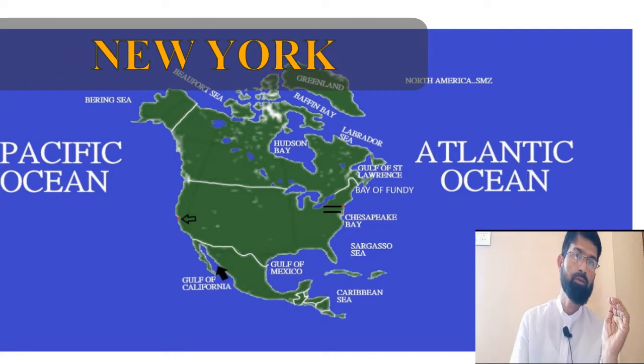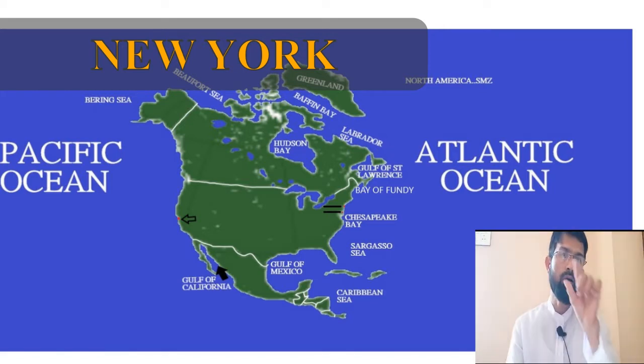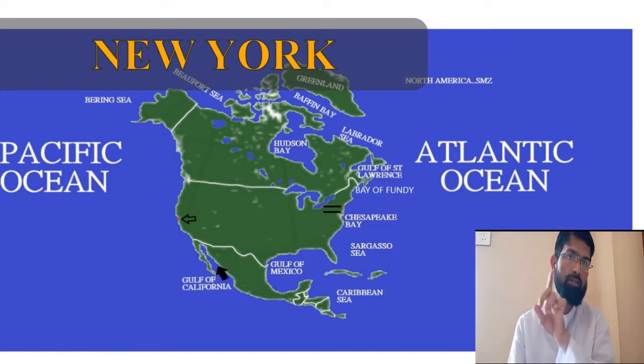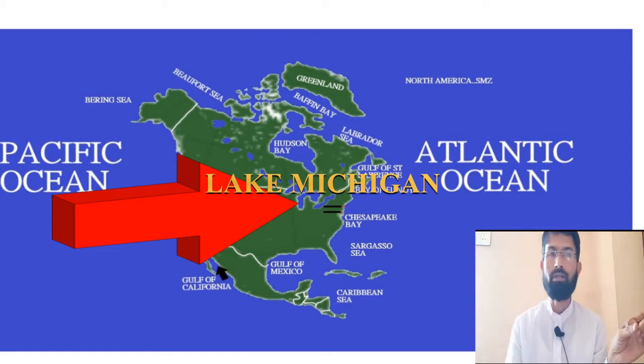New York. How do you locate New York? I said five Great Lakes. So you move to the east side of these Great Lakes, or Lake Michigan. More specifically, you move to the east side of Lake Michigan, particularly that bulged area is this. So from there you move east and you can reach New York easily.